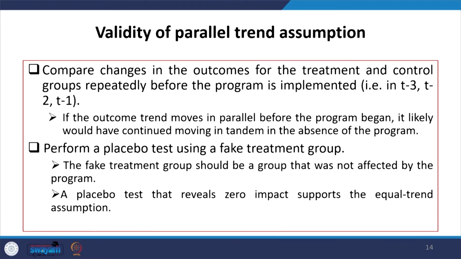Now, the validity of the parallel trend assumption is presented here. This compares changes in the outcomes for the treatment and control groups repeatedly before the program is implemented, that is, in time 3, time 2 and time 1 periods. If the outcome trend moves in parallel before the program began, it likely would have continued moving in tandem in the absence of the program. Similarly, another test required for understanding the parallel trend assumption is called the placebo effect.